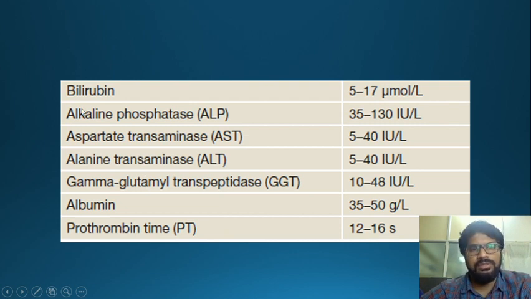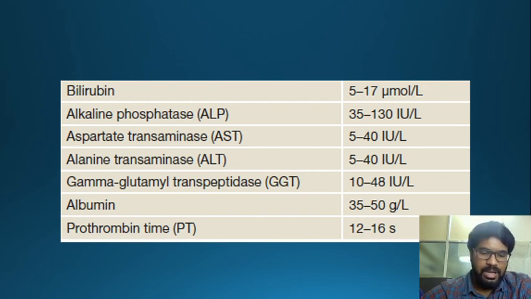So bilirubin is a degradation product which is synthesized from the degraded hemoglobin. The hemoglobin is degraded and it is converted to form the bilirubin. There are two components, the indirect bilirubin and the direct bilirubin. Indirect bilirubin is unconjugated, insoluble. And direct is conjugated and it is soluble.